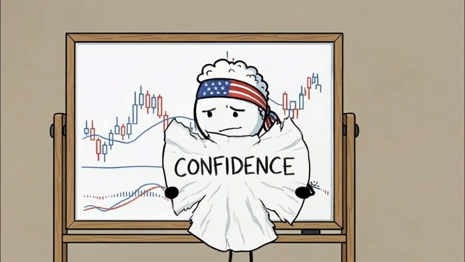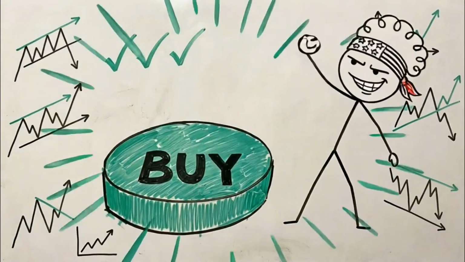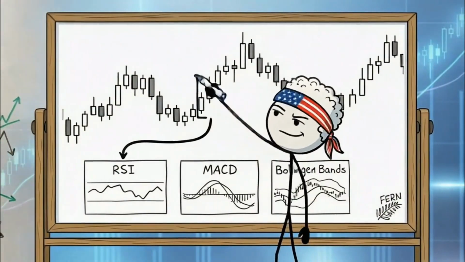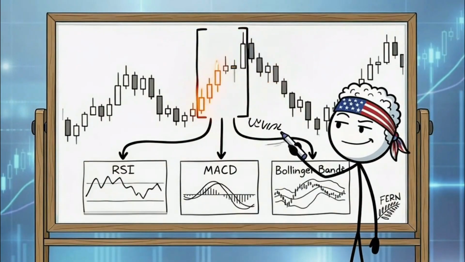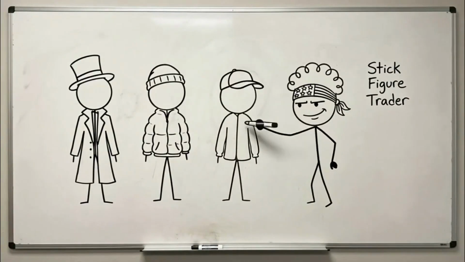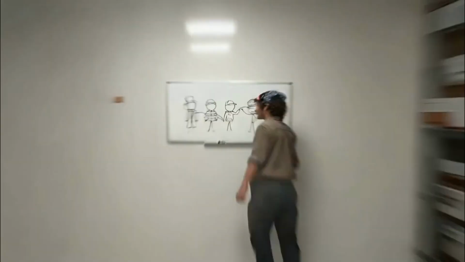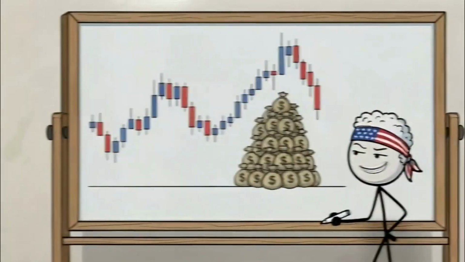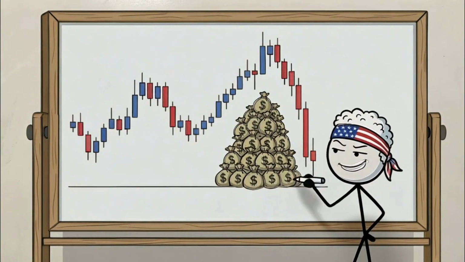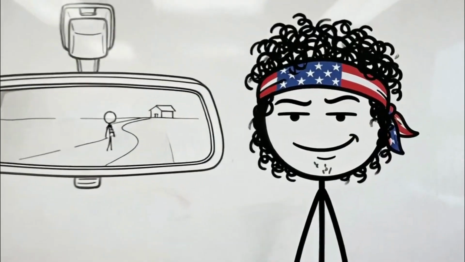RSI says oversold, MACD shows a bullish crossover. Price is touching the lower Bollinger Band. 3 signals, 1 conclusion, buy. But all 3 signals use the same 14 to 26 bars of closed price data to reach that conclusion. You don't have triple confirmation. You have a single lagged reading dressed up in 3 different outfits. And the danger is that stacking increases your confidence in a decision built on the same structural weakness. You size up, you widen your stop because 3 indicators can't all be wrong. They can all be wrong because they're all looking in the same rearview mirror.